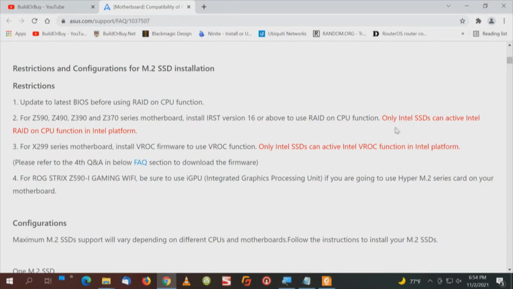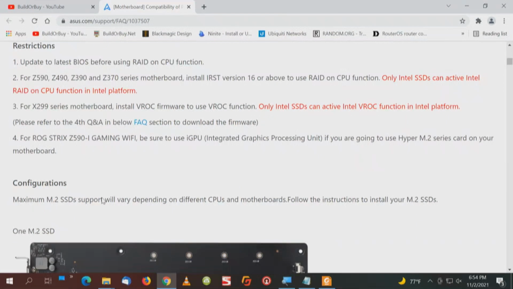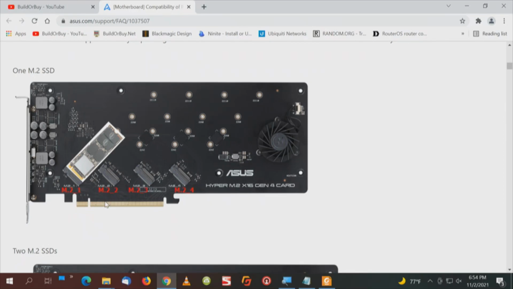And my understanding is as long as you RAID 0, you should be okay with any M.2 NVMe drive you want. However, this says only Intel SSDs can activate the Intel RAID on chip function. So you'll have to check that out. Someone will have to try it. I have no intention of building on this platform. All I can do is tell you what I read. Now this is what's crucial.